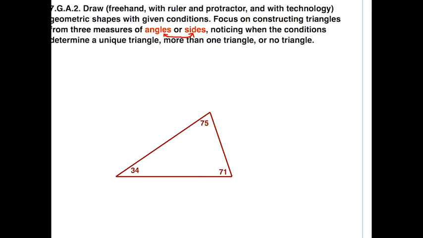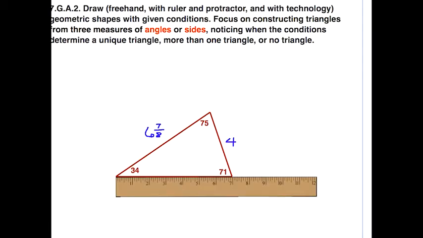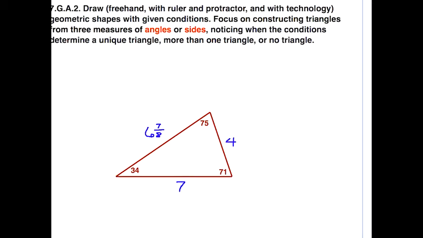Remember, we had this triangle, we had this task, we were given angle measures of 34, 71, and 75. Well, let's measure the lengths of the sides. That appears to be 4. This one appears to be a little less than 7, about 6 and 7/8. And this one looks to be about 7. Let's see what kind of relationship there might be if we look at the angles and the sides together.